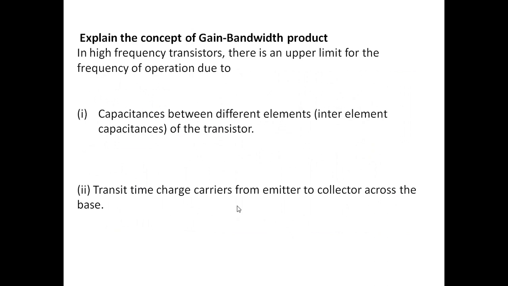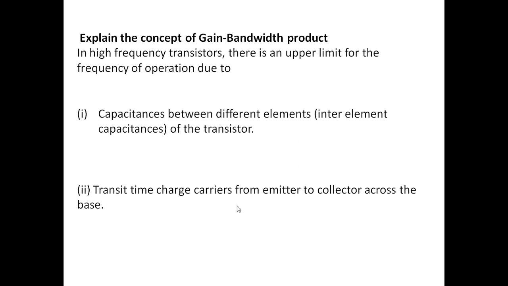Now, let us explain the concept of gain bandwidth product from the previous discussion. In high frequency transistors, there is an upper limit for the frequency of operation due to capacitances between different elements, the inter-element capacitances of the transistor. Generally, the base emitter is one junction and base collector is another junction.